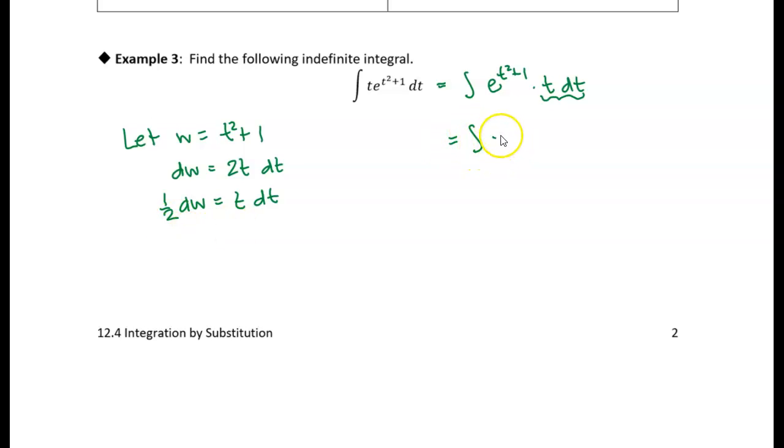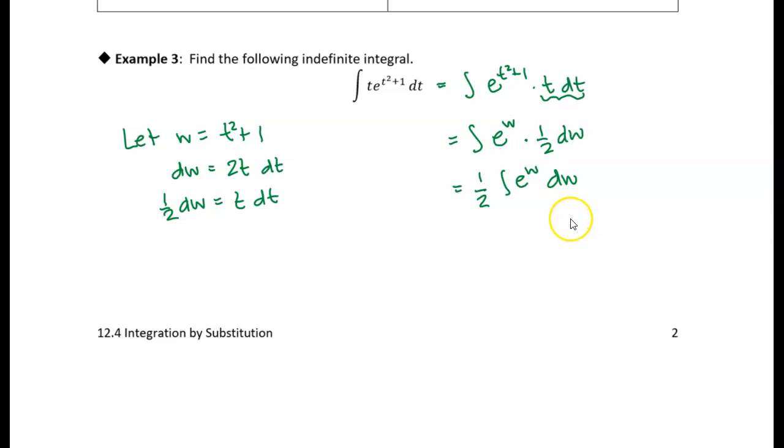All right, so let's do that substitution. We get the integral of e to the w, okay, replacing t squared plus 1 with w. And then I'm going to replace t dt with 1/2 dw. Okay, so I can actually pull this constant 1/2 out, right? I know my properties of antiderivatives, and I know I can just pull that 1/2 out and get the integral of e to the w dw.